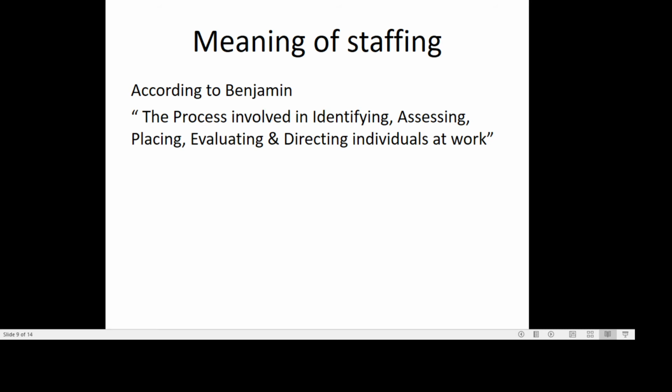According to Mr. Benjamin, staffing is the process involved in identifying, assessing, placing, evaluating, and directing individuals at work. I'll repeat: it's a process of identifying, assessing the work, placing employees, evaluating, and directing and guiding the individuals in the workforce.